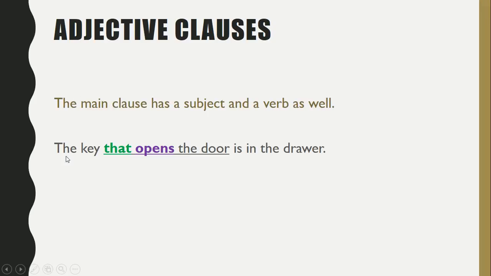But the main clause, everything outside of what's underlined, that also has to have a subject and a verb. So let's kind of pretend that's not there. The key is in the drawer. We can take it out because it's an adjective. And the key is in the drawer. That should have a subject and it should have a simple predicate. And now we can see it. Key is the subject, is the verb or the simple predicate.